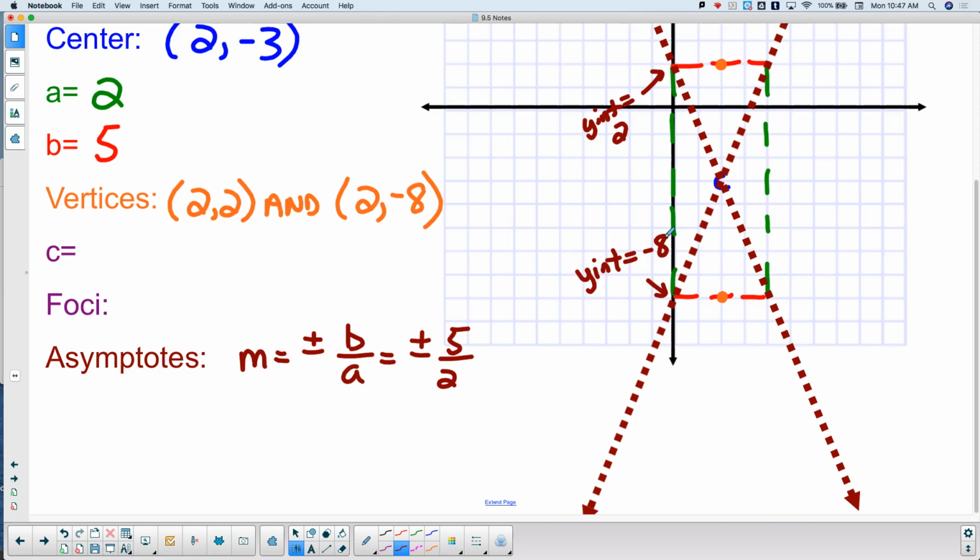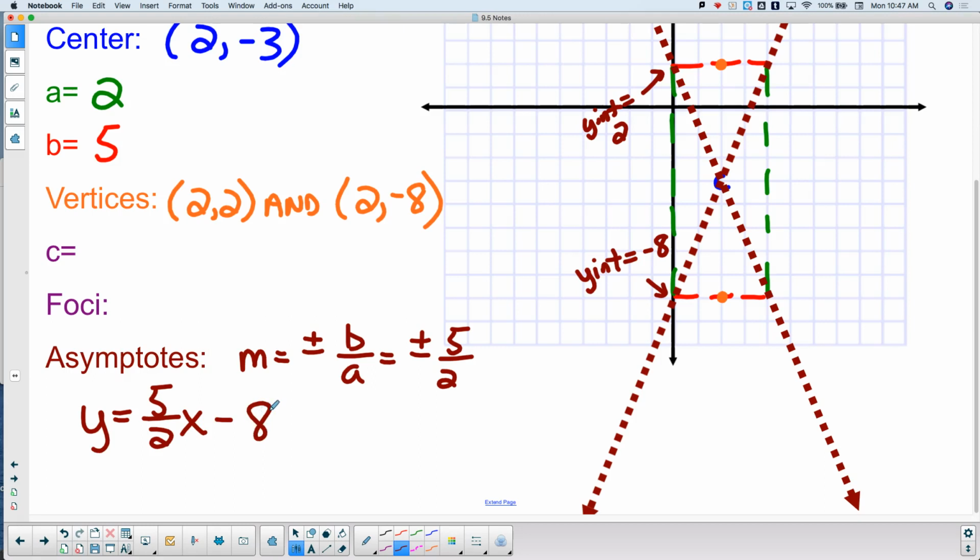So one is going to be y equals what? Positive or negative? You tell me. Positive, so that'd be y equals 5/2 x. Now, I'm going to go off the bottom here. Which one has the positive slope? The left one or the right one? The left one. So that one has a y-intercept of -8.